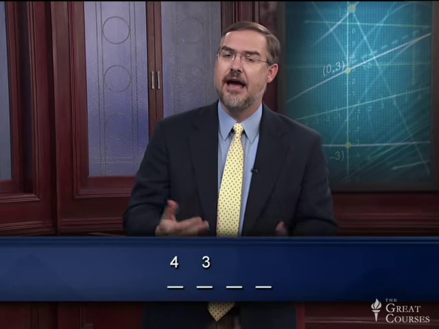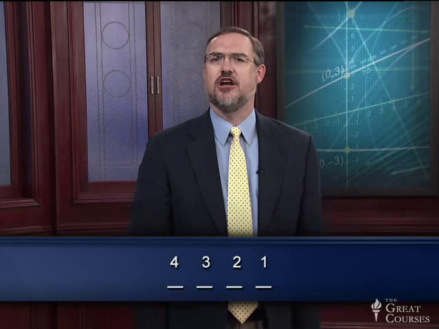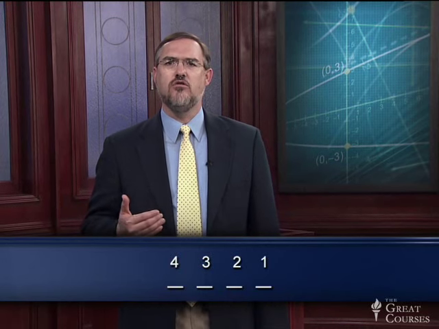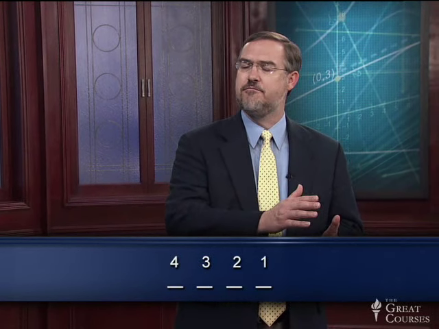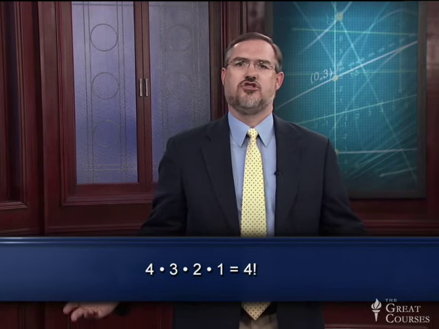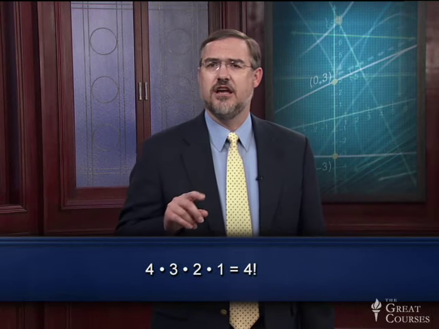Then the next blank has 2 possibilities, and the last blank has 1 possibility. Whatever letter is left has to go in the last blank. So by the multiplication principle, the total number of ways to complete this step-by-step process of building 4-letter permutations is 4 times 3 times 2 times 1, which is just 4 factorial.